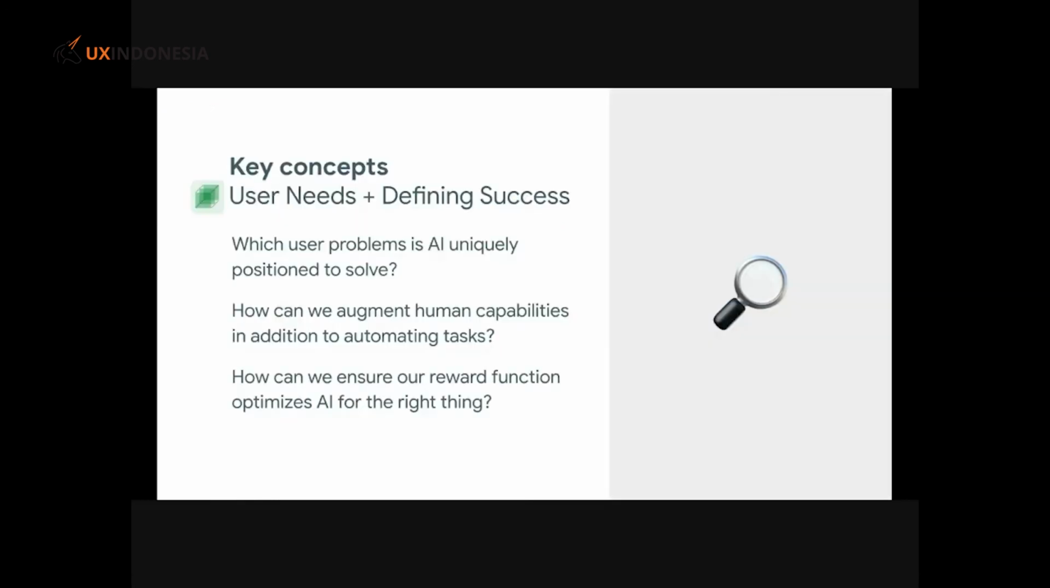These are some of the key concepts and key questions that would drive understanding of user needs and defining our success. So first is identifying which user problems AI is uniquely positioned to solve. This is critical because sometimes people tend to perceive that if there is a problem, it would always be AI as the solution.